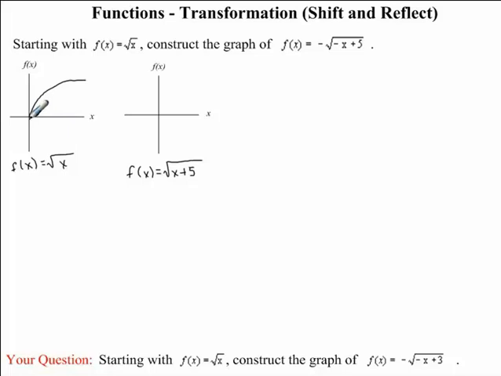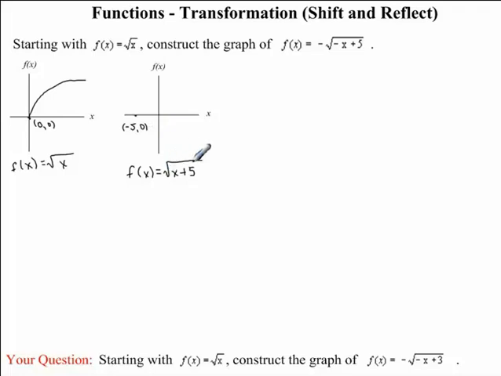So we know this point here is 0, 0 on our first graph. Because in our second graph we are adding 5, this means we need to take our first graph here and we need to shift all our points 5 units to the left. So if I take this point here, 0, 0, and shift it 5 units to the left, our new point will be negative 5, 0.